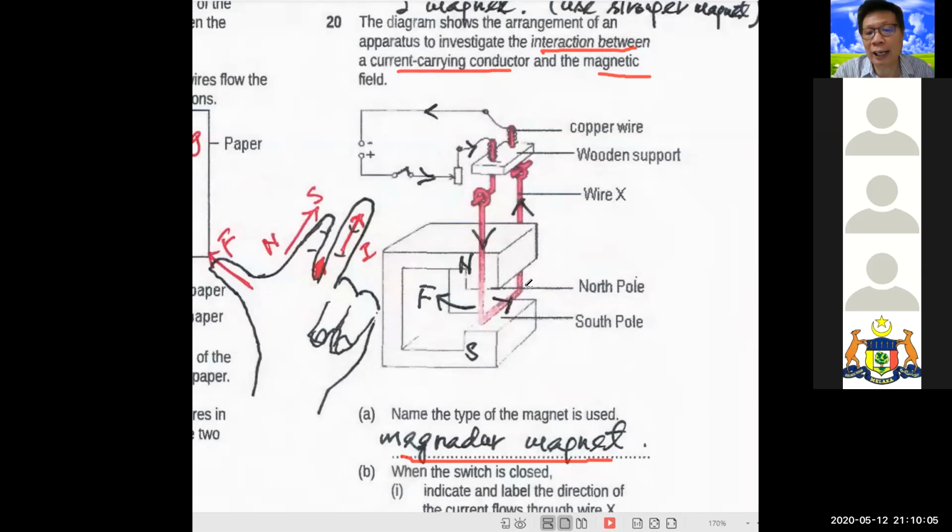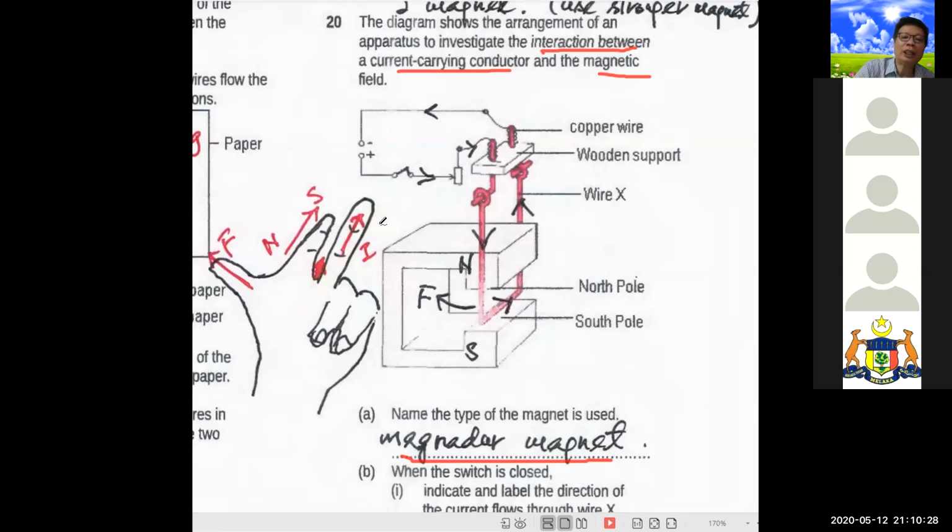Go to the left means this wire will be pushed to the left side. But this wire will not just move, it will swing, because it's hanging. So it will move the whole thing, swing to the left side. It swings to the left because something is holding it here.